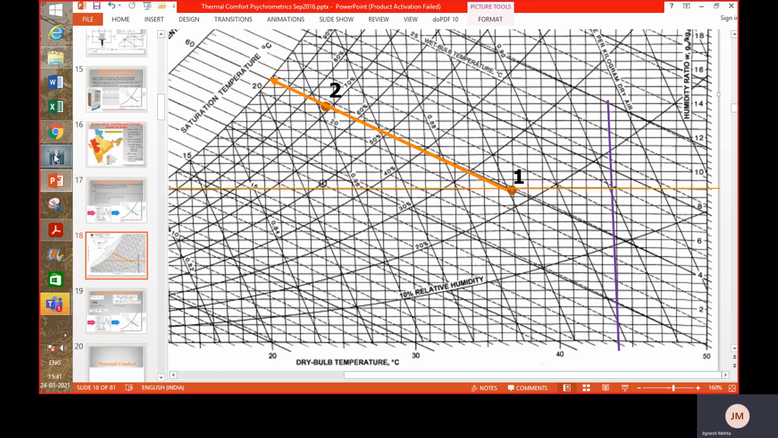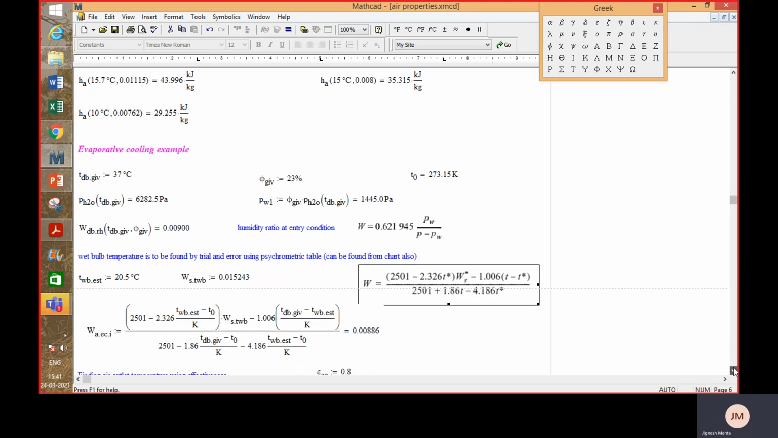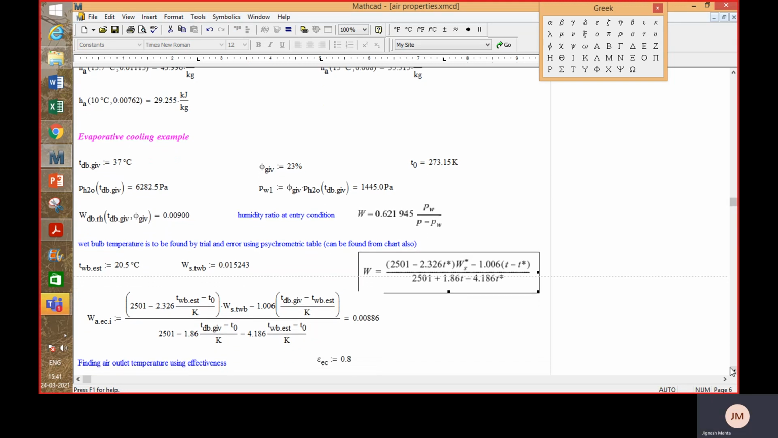Or with the help of formula and table, how you can solve it is shown here. So you can use this formula for this W. Now in this formula, what is T star? It is the wet bulb temperature. What is WS star? It is the saturation humidity ratio at wet bulb temperature. And what is T? It is the dry bulb temperature. Now we are talking about point 1. It is T, dry bulb temperature 37. Its wet bulb temperature, which is the property at the given state, is yet to be found, and WS star will also depend upon that.